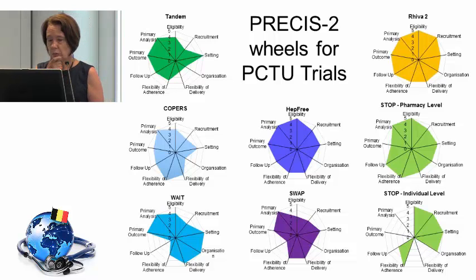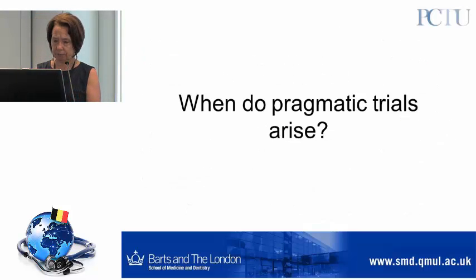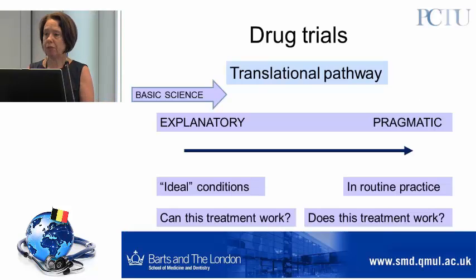So, when do pragmatic trials arise? If we take that explanatory pragmatic continuum, spectrum, a lot of people think of this in terms of drug trials, and then see a transition between explanatory trials, which is where you start your drug development, and then right at the end of your drug development you get your pragmatic trial. So trials at the left-hand end are done in ideal conditions, and the conditions get more and more like real life as you move across that spectrum.